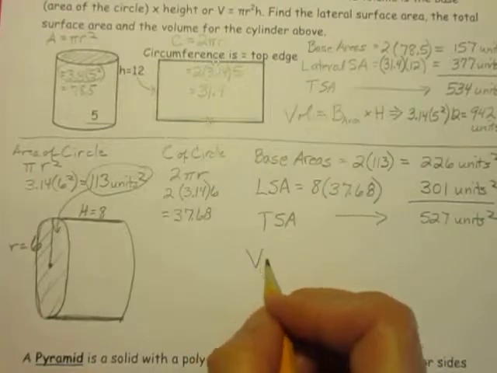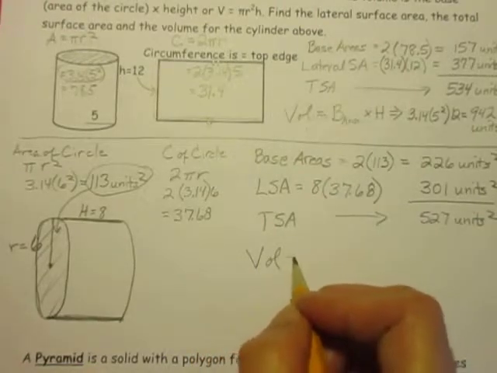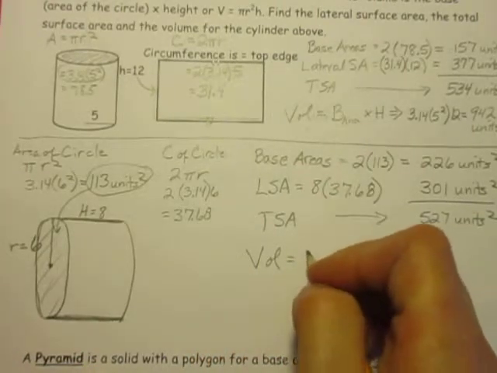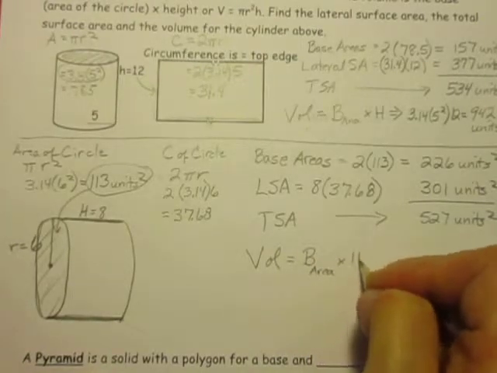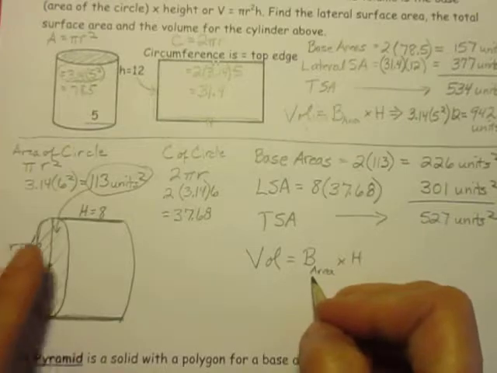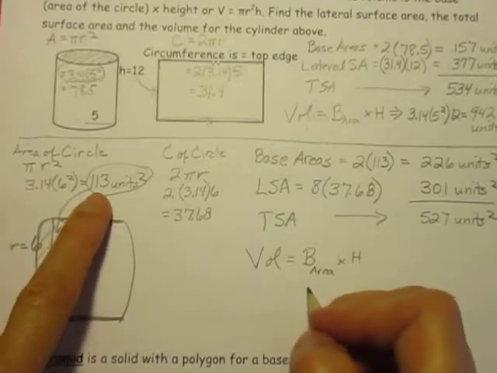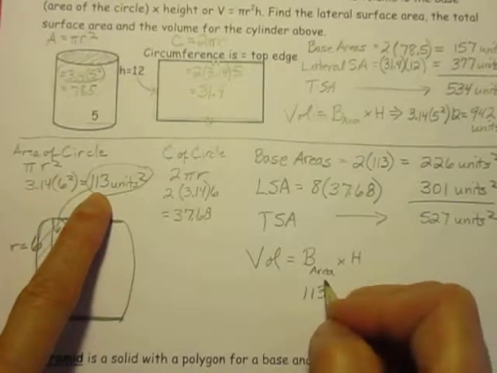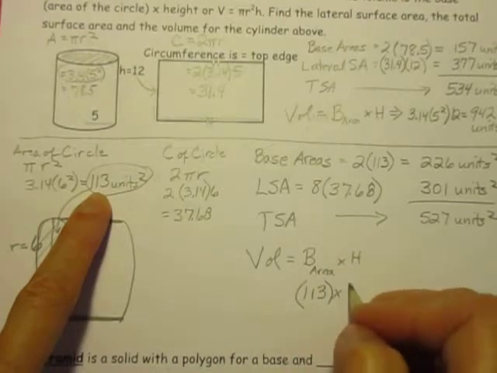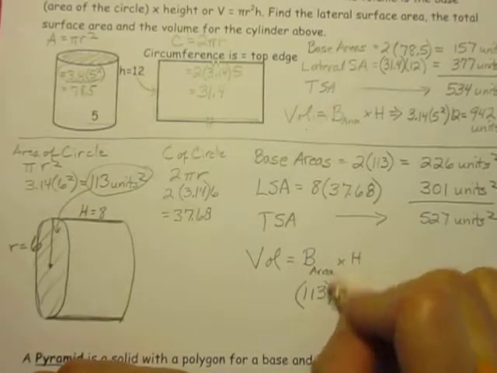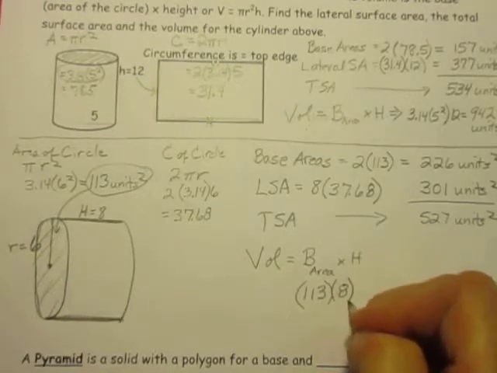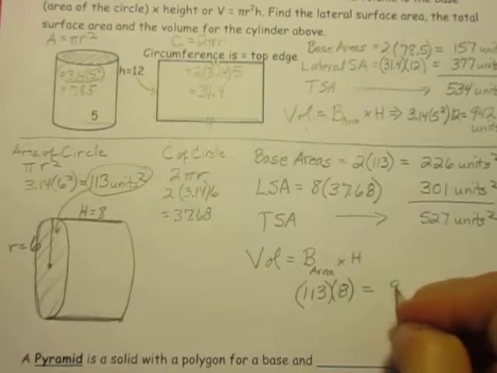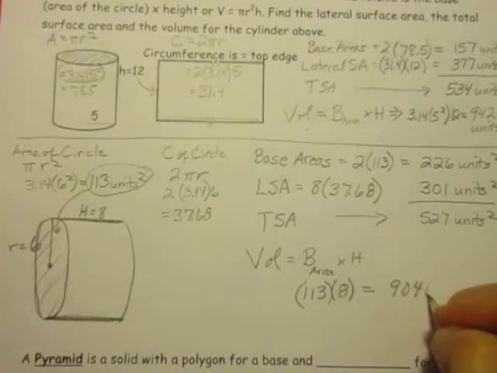Then our volume, again, we're going to be dealing with the base area, which is a circle, times the height. So our base area, one of these circles, was 113, and we're going to multiply by the height. I guess I don't need to duplicate that notation there. The height is 8, and so that gives us a total of 904 units cubed.